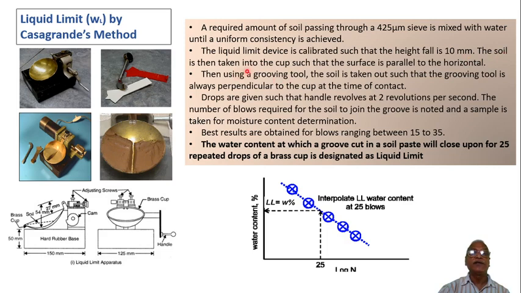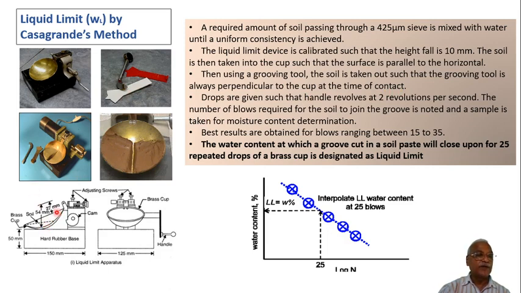The soil is taken into the cup such that the surface of the soil is parallel to the horizontal. You can see in this sketch, the surface of the soil has to be horizontal. Here also you can make out that the surface of soil is horizontal. The soil is not fully filled like that, but it will be made like that. Then using a grooving tool, the soil is cut out such that the grooving tool is always perpendicular to the cup at the time of contact. Means when you hold this here, it has to be perpendicular to the surface.